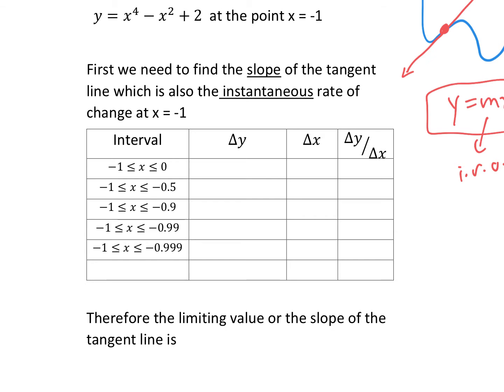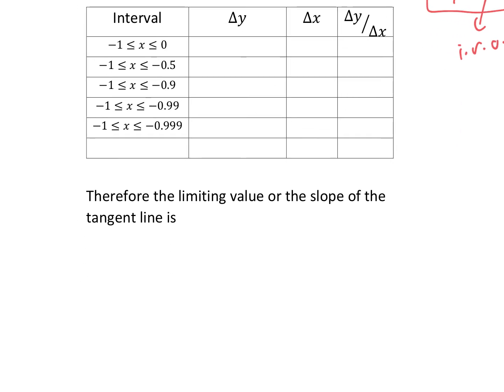So I'm starting at 0, and I'm going to approach -1, getting increasingly closer to that value. I'm just going to put my calculations down here. We're going to sub f of 0 into the equation. We get a value of 2, and I'm going to sub in -1, and I get a value of also 2. So in that first interval, we have f of 0, which is 2, minus f at -1, which is also 2. That equals 0. Delta x is 0 minus -1, so 1. And then 0 over 1 is 0.